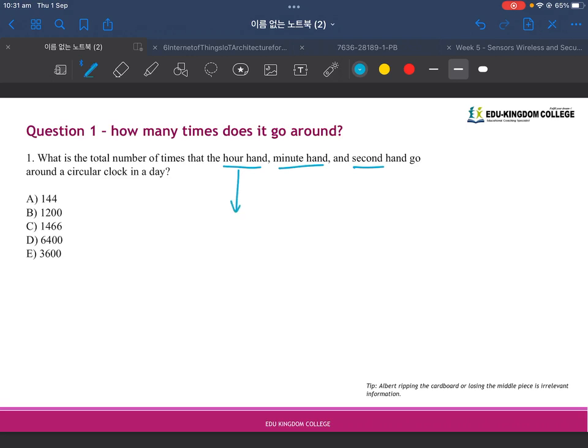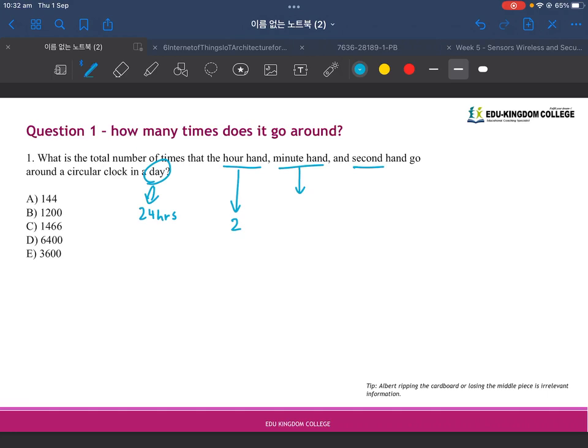So first, the hour hand. How many times does the hour hand go around in a whole day? Now remember, the whole day is referring to 24 hours. So in 24 hours, how many times does the hour hand go around? Well, it's actually twice, because each rotation refers to 12 hours, and because we have 24 hours in a day, it should only go around twice.